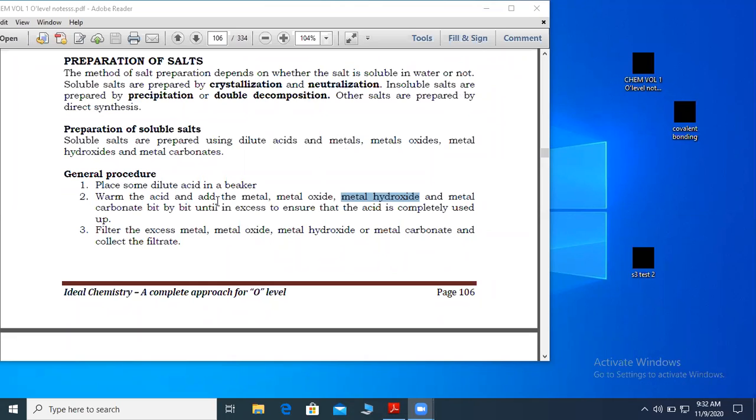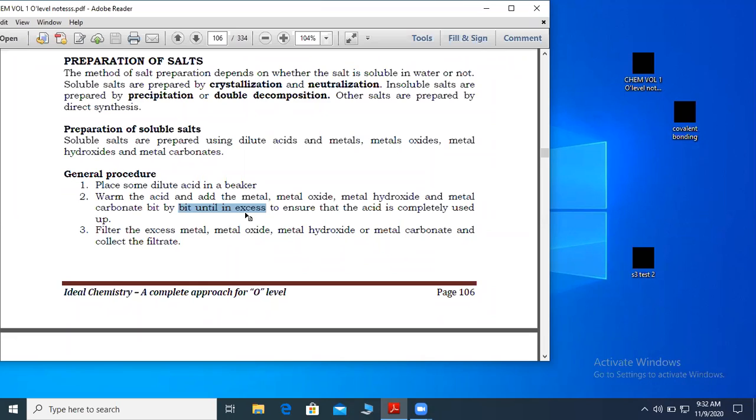So warm the acid and add the metal or metal hydroxide or metal carbonate, but we said it should be a little at a time while stirring, to ensure that the acid is completely used up. So you add a little at a time until in excess. We also said that the word excess can mean until the metal or carbonate you are adding does not dissolve any further. That's what it means by excess.